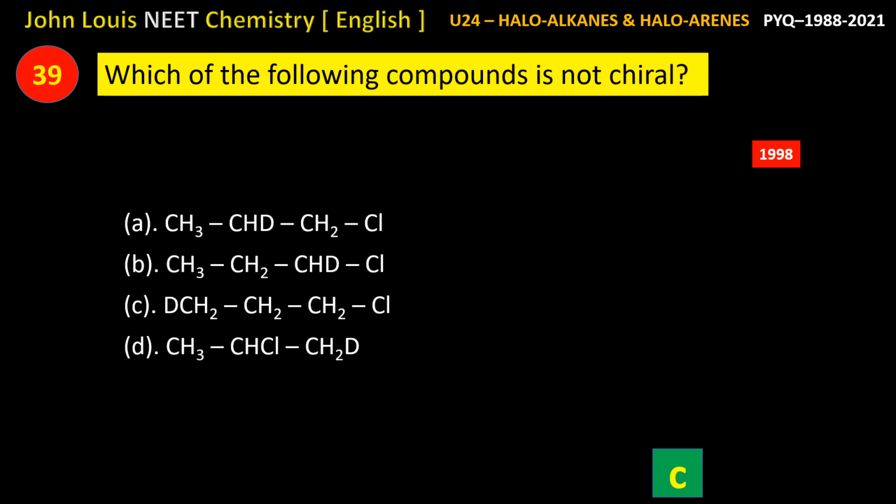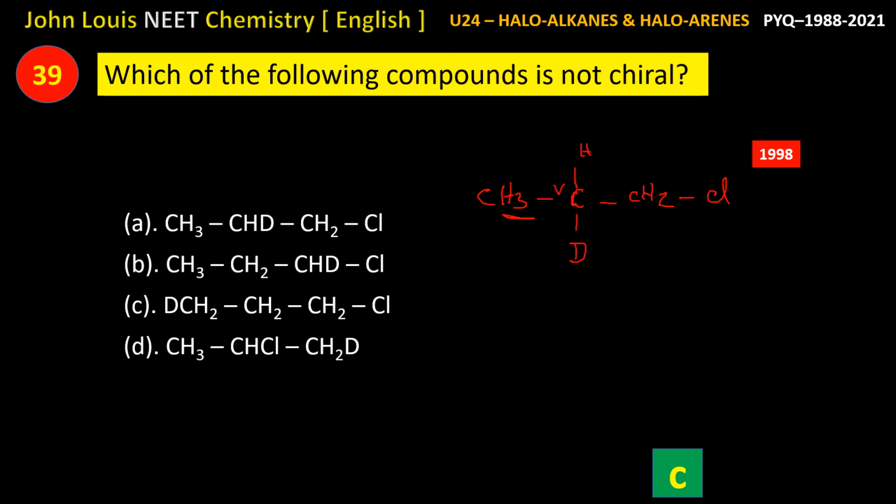Which of the following compounds is not chiral? Now we have to write them separately and check whether all four bonds are the same or different. Compound A, CH3. Whenever there is more than one hydrogen, we can write them together because it cannot be chiral. And then CHD, so H and D, that is heavy hydrogen. And then CH2 we can write together because more than one hydrogen, same group, therefore it cannot be chiral. And then Cl.